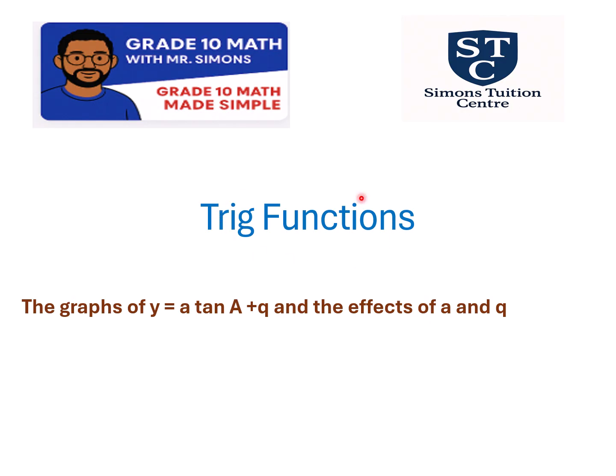So today's lesson, we're looking at trig functions. In this lesson we're introducing you to the tan graph and the effects of A and Q. Remember with sine and cos, A affects the amplitude, but the tan graph has no turning point, so no amplitude. So we're going to look at what this A does, and remember, Q shifts the graph up and down, right? So without further ado, let's go look at the lesson.